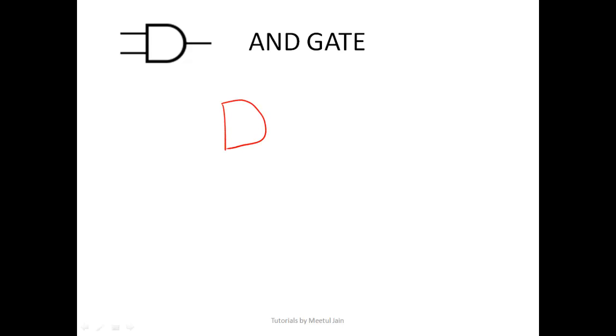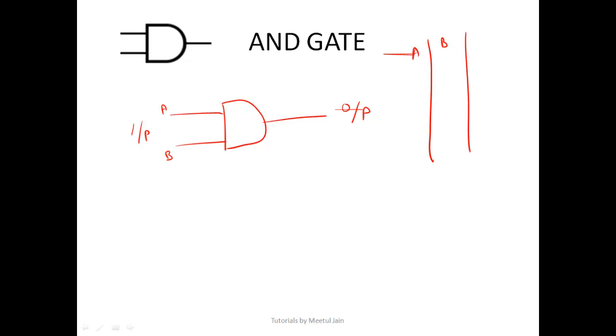An AND gate takes two inputs and gives one output. What it does is it checks if both the inputs are true. Only then the output will be true. If any of the inputs is false, the output will be false. So its truth table would be somewhat like this. If A and B both are false or both are 0, the output would be 0. If either of A or B is 0, then the output will again be 0. Only when both are 1, the output would be 1.